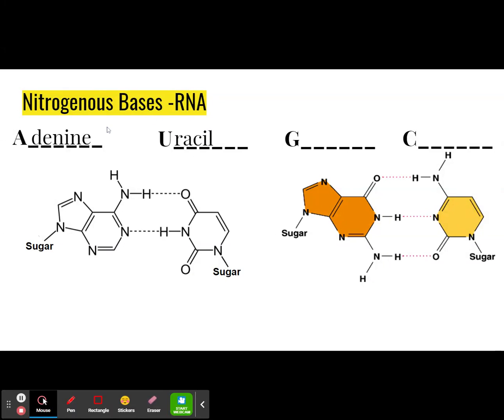Uracil is less stable than thymine, and this is one of the reasons why RNA is kind of the disposable version of our nucleic acids. It breaks down pretty quickly, in significant part due to the fact that uracil is not as stable as thymine.